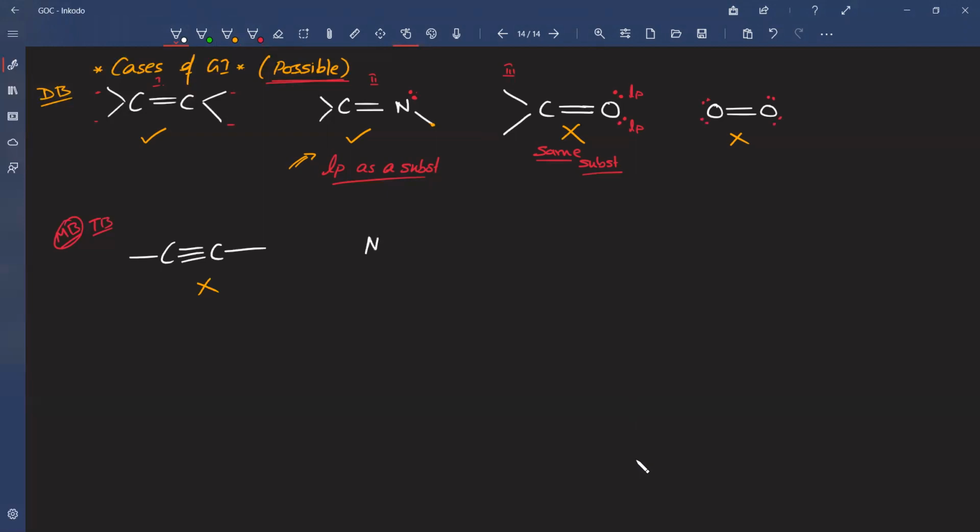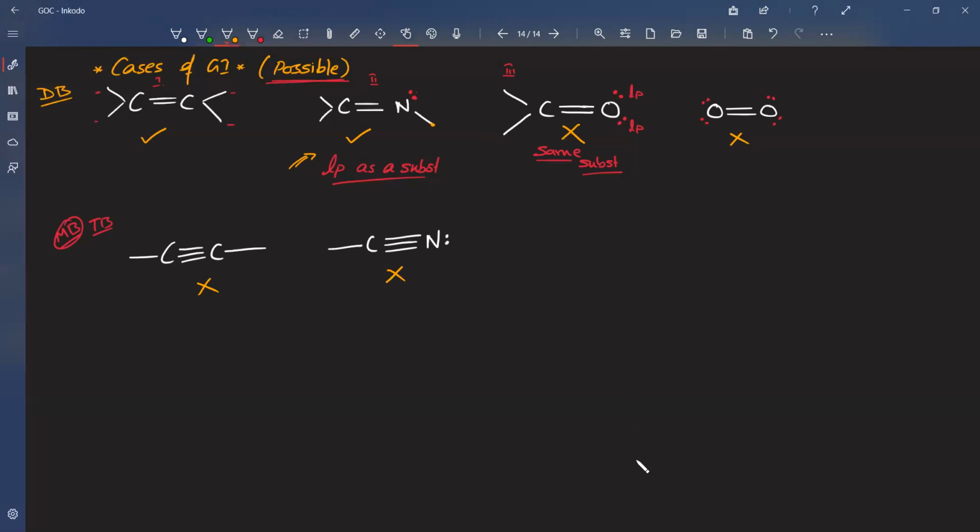Similarly, if there is a carbon-nitrogen triple bond, even in that case, you can form only one bond here and nitrogen will have a lone pair here. So again, there is no question of geometrical isomerism in the triple bond. That means when there is a triple bond, there is no geometrical isomerism.